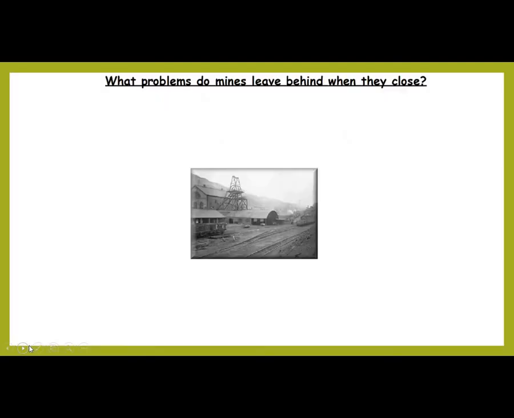So you have this photo in your handout. Cut it out and stick it down with about half a page worth of space to create a spider diagram around it. If you're not able to print it out and stick it down, don't worry. Just create a bubble with the title, What Problems Do Mines Leave Behind When They Close? Okay, so set that up, and then let's have a look at this image and see what impacts the mine might have had on the surrounding environment.